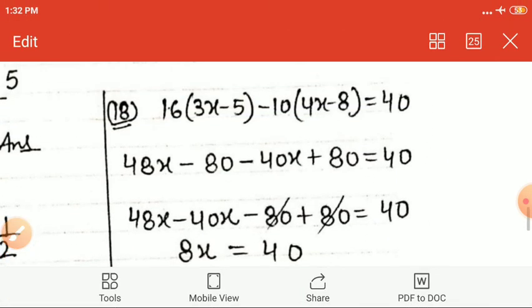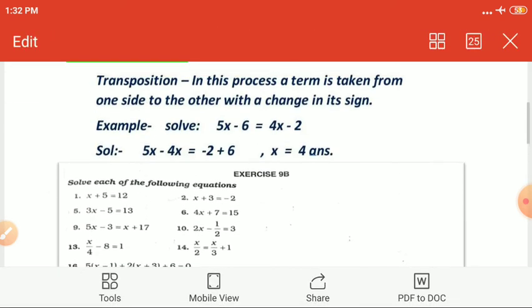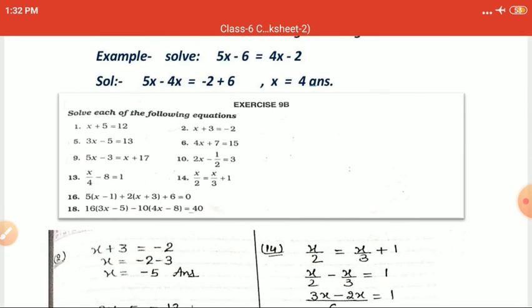I hope the solution is clear. You all need to go through this worksheet and solve each and every question given in the worksheet in your maths notebook.